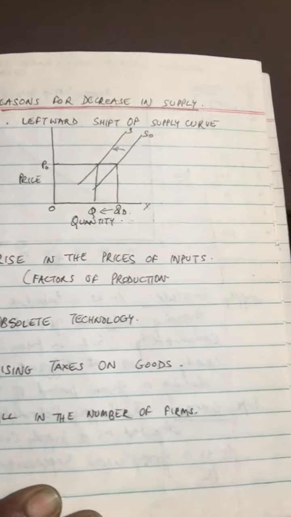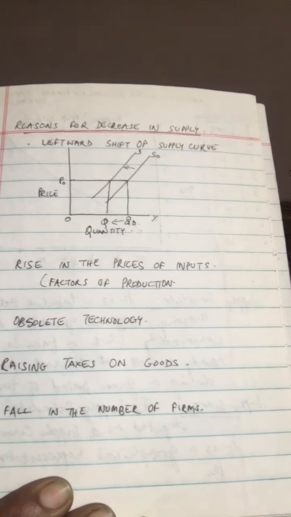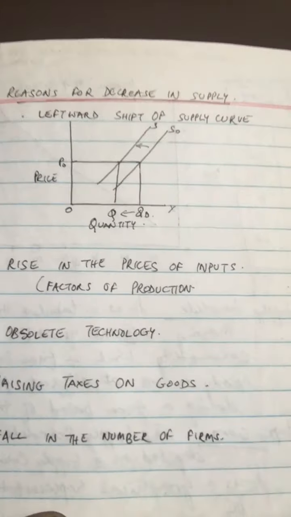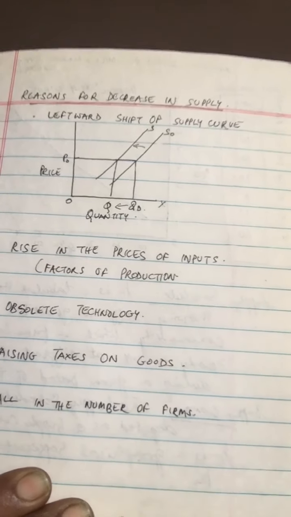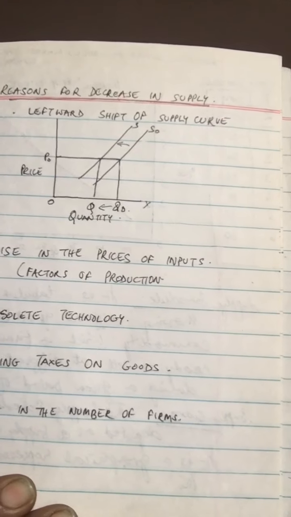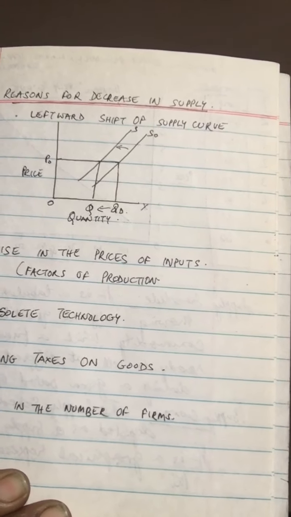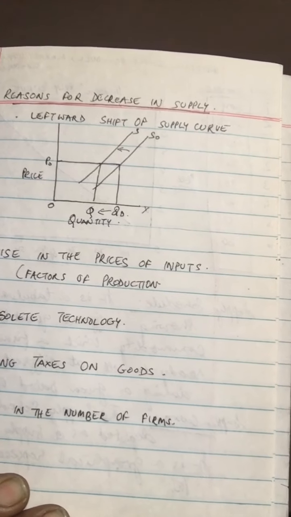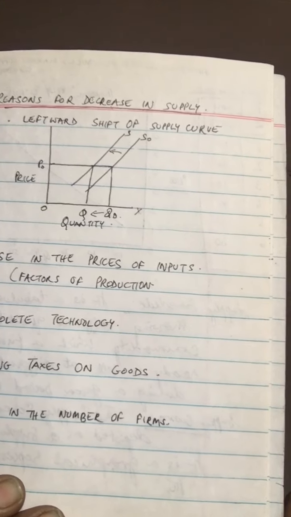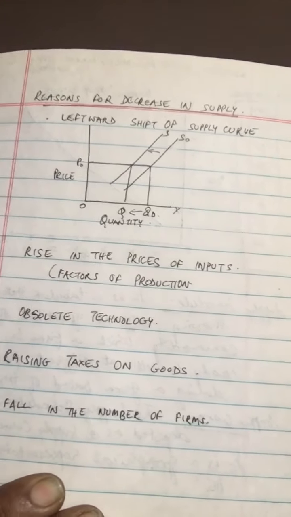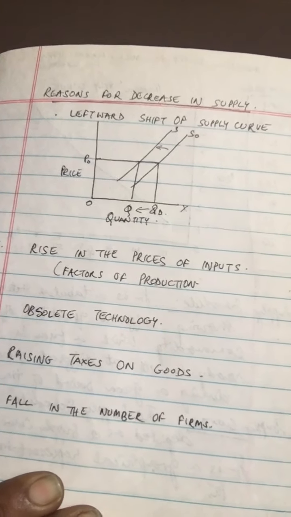So what are the reasons for that? Again, if you just take whatever you've done previously and write down those points, it'll be rise in the price of inputs. Then you can say use of outdated technology. So you have to make sure that whatever you've written for the increase in supply, that will be the absolute opposite of that.